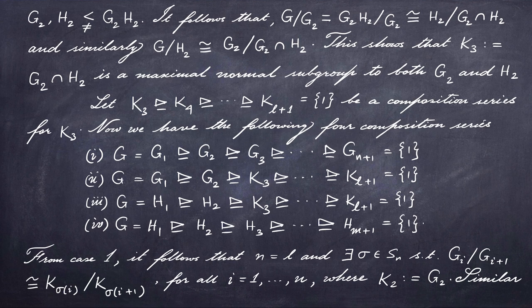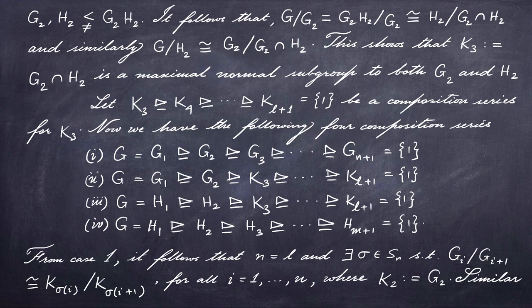Alright. So now we consider a composition series for K3. This exists. We have already proved that for any finite group there is a composition series. So once you obtain a composition series for K3, that leads to the following 4 composition series. The first and last in this list are the given ones in the theorem, and the second composition series is G1, G2, then we continue with the composition series for K3. Similarly, here also we can do the same. These two are indeed composition series in view of the fact that K3 is a maximal normal subgroup of both G2 and H2. So thus we have 4 apparently different composition series.